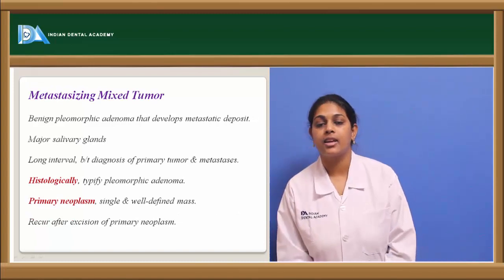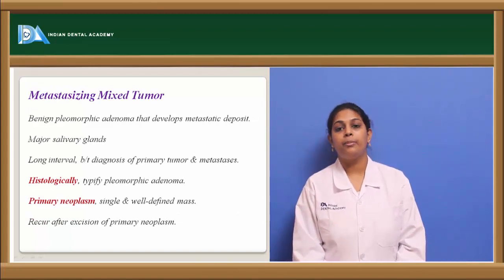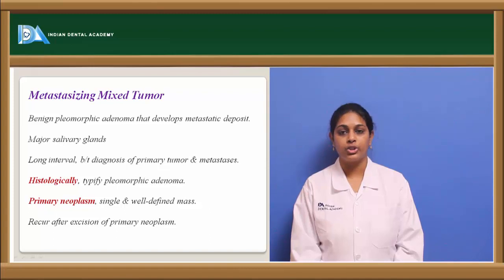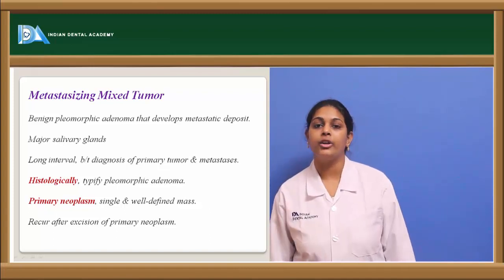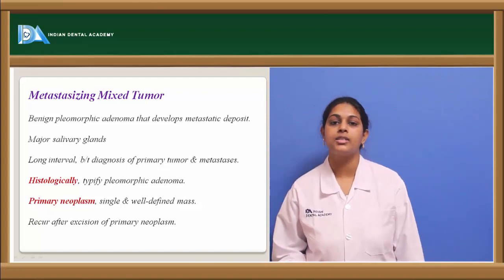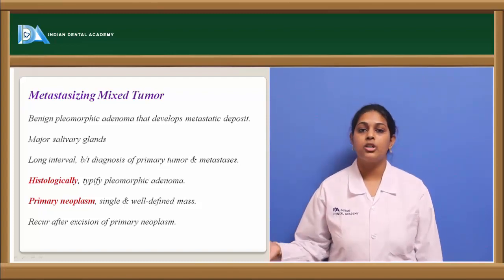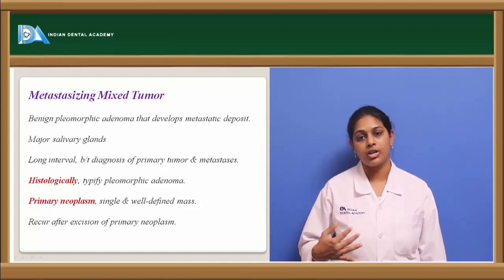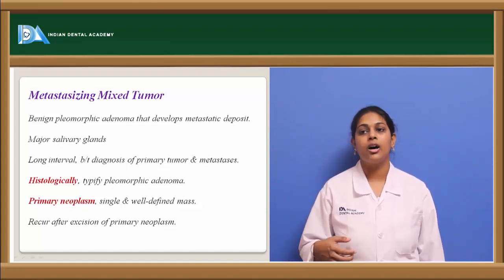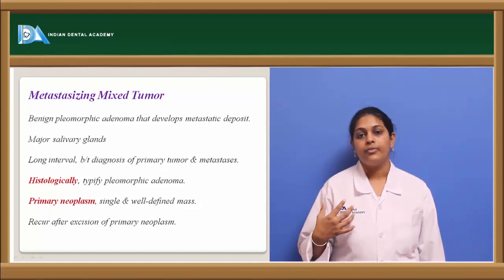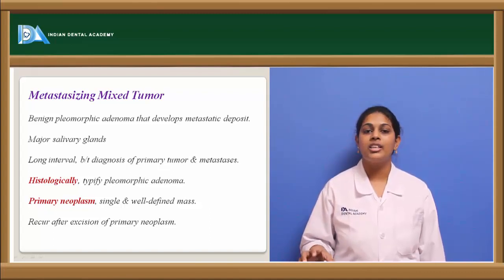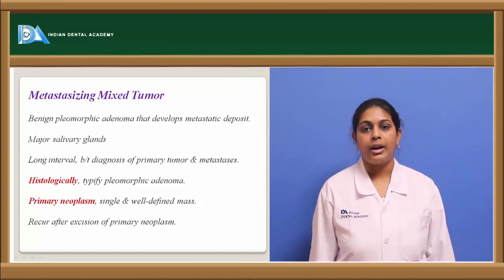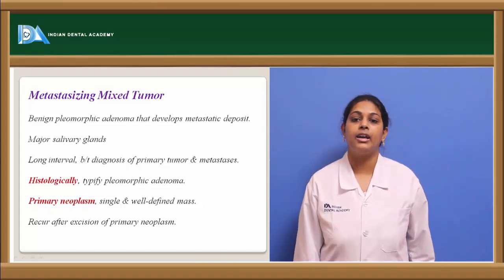Coming to the metastasizing mixed tumor, there is usually a benign pleomorphic adenoma that develops into a metastatic deposit. That is, when the pleomorphic adenoma in advanced cases starts spreading and infiltrating into other parts of the body, it is known as a metastasizing tumor. Since pleomorphic adenoma is a mixed tumor, it is known as metastasizing mixed tumor. Most commonly involved are the major salivary glands.